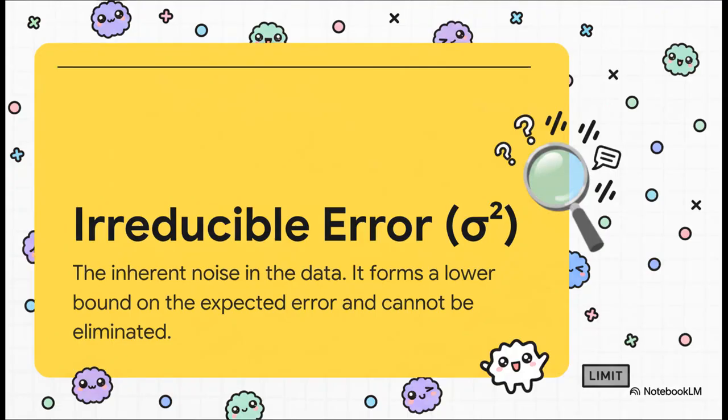So first up is the irreducible error. You can think of this as the built-in randomness or noise in the system you're trying to model. It's the stuff your features just can't explain. And no matter how amazing your model is, you can never get rid of this error. It sets a hard floor on how well you can possibly do.